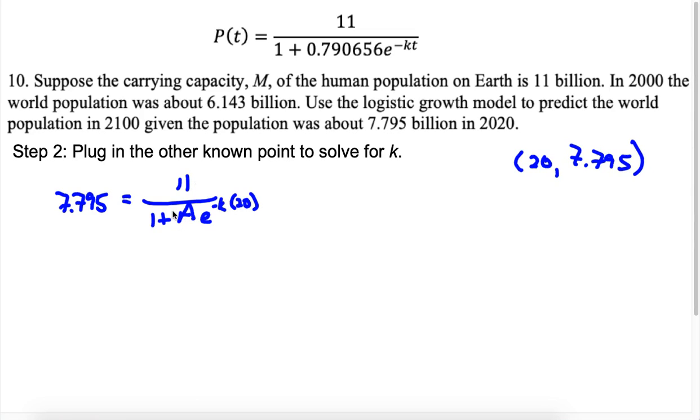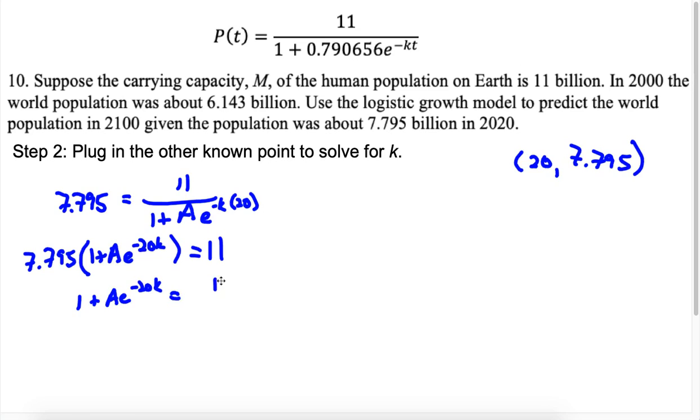So let's start by multiplying both sides by this whole denominator. So we'll have 7.795 times 1 plus A e to the negative 20k power equals 11. I'll divide both sides by the 7.795. Then I can subtract that 1 over.